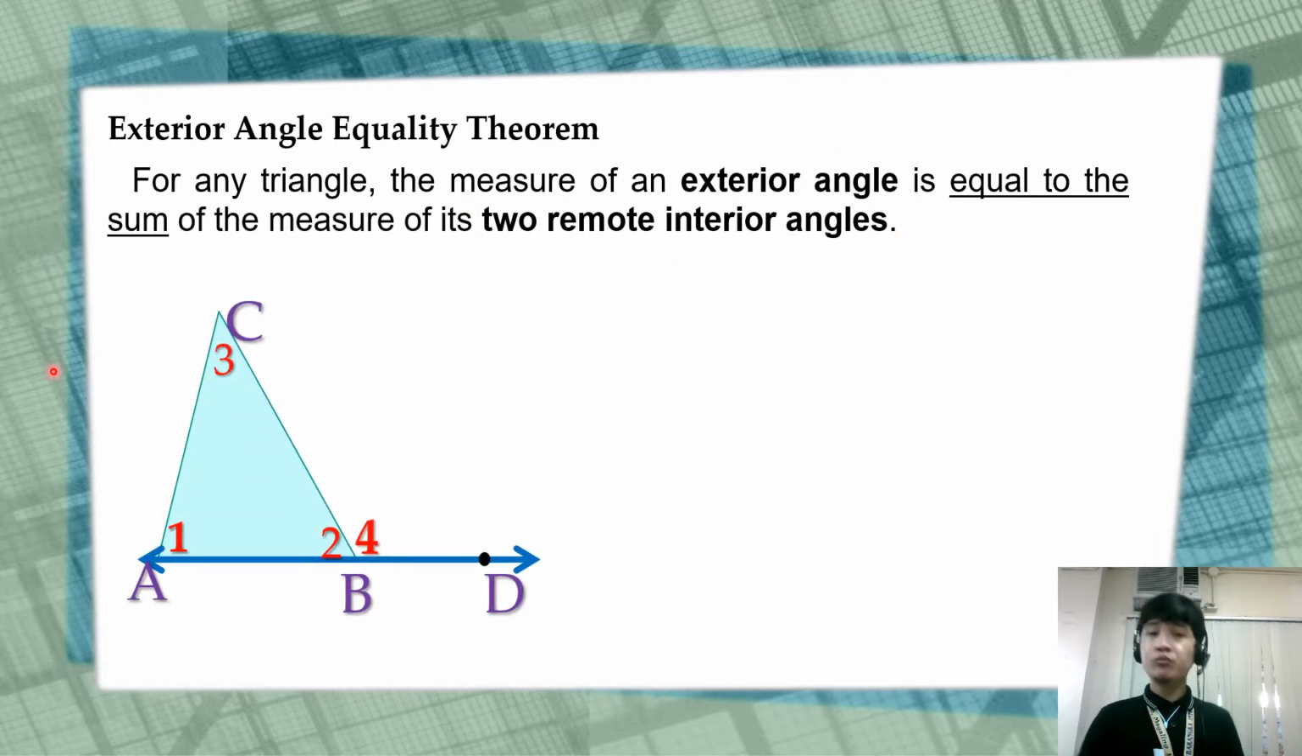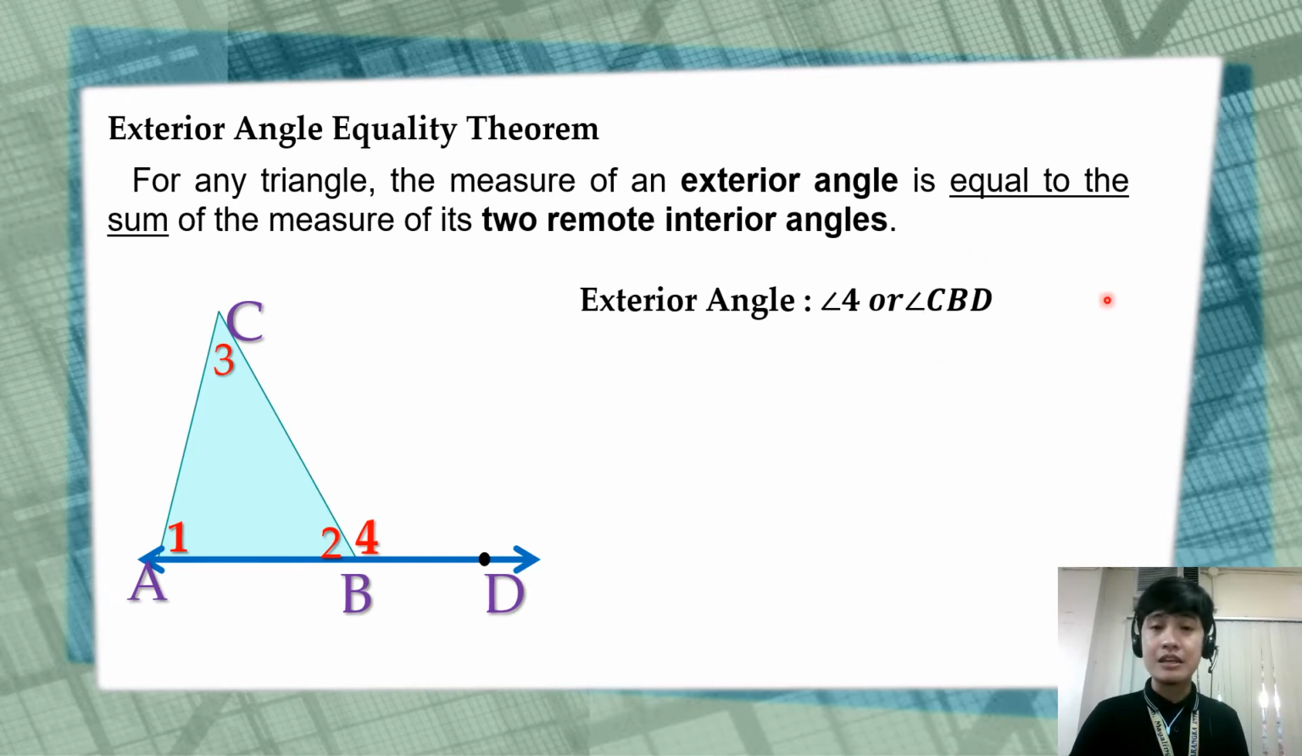So I have here on the left side an illustration of a triangle. So there are three interior angles inside this triangle ACB, and we have angle 4 as the exterior angle. So once again, our exterior angle is angle 4, or we can say that that is angle CBD, because we all know in grade 7 mathematics that an angle can also be expressed as a number or 3 capital letters. So in this case, ang ating exterior angle ay si angle 4. Ngayon, from the name itself, exterior meaning nasa labas ng figure.